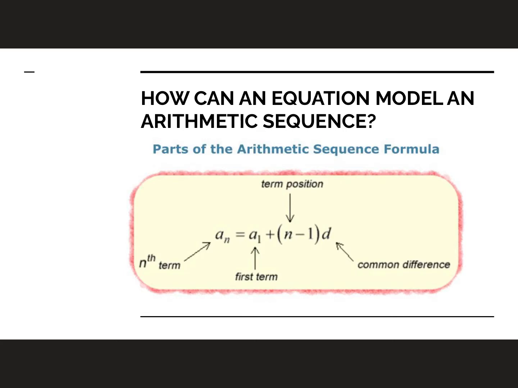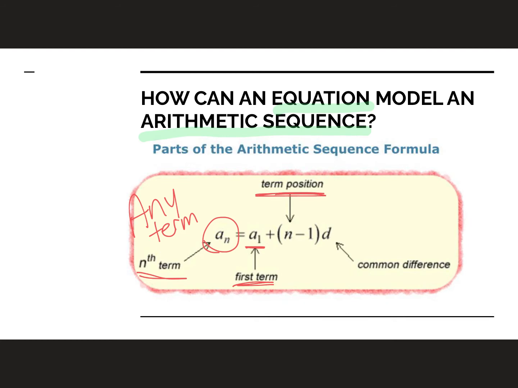So how can an equation model an arithmetic sequence? A couple things you need to know are the parts of the equation. You see a sub n. A sub n stands for the nth term. The nth term just means any term. We use the n to stand for an unknown number of terms. A sub 1 is the first term. So in a sequence, the very first number is written right there.